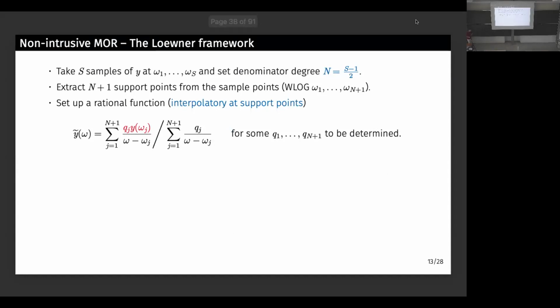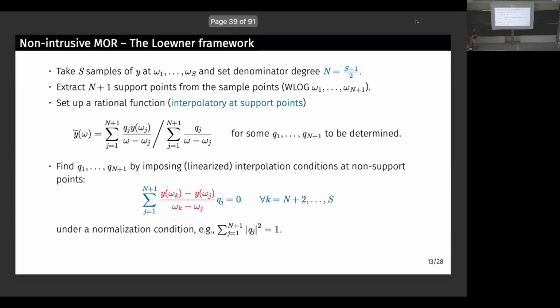Now, given this, let's try to come up with an algorithm for non-intrusive approximation. The beginning is the same as before. We need to take the samples of the quantity we're trying to approximate. And for starters, I will consider the quantity y. Then we need to fix a denominator degree, which essentially is going to tell us how many coefficients are going to be needed for the denominator. Because the coefficients in the numerator, we set them by hand in such a way that we achieve interpolation at all the support points. So if you see here, because of the Lagrangian property, we are guaranteed to recover exactly the values of y at all the support points omega j. All that's left is to find some good choices of the coefficients q1 all the way to q_{n+1}.